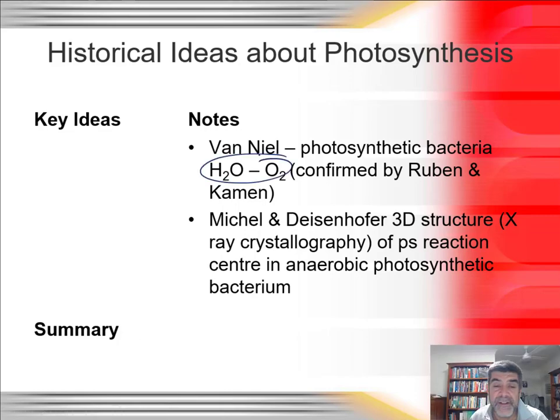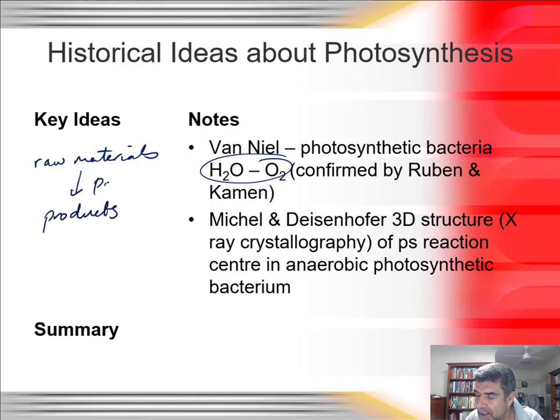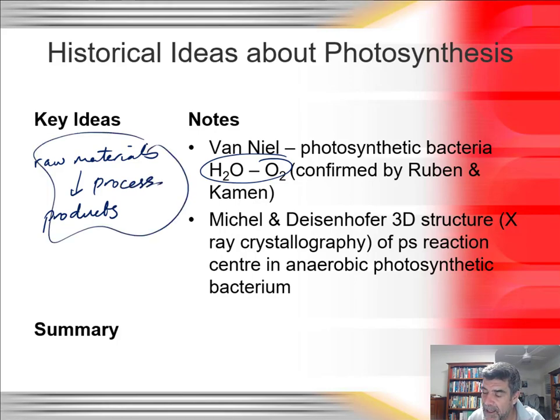How have we gathered some additional information about the reactants, so what we need, the raw materials, which are going to be important, as well as the products and the process of photosynthesis? So each of these could be regarded as our key ideas. Our summary then might just be a statement that tells us a little bit about what we already know.